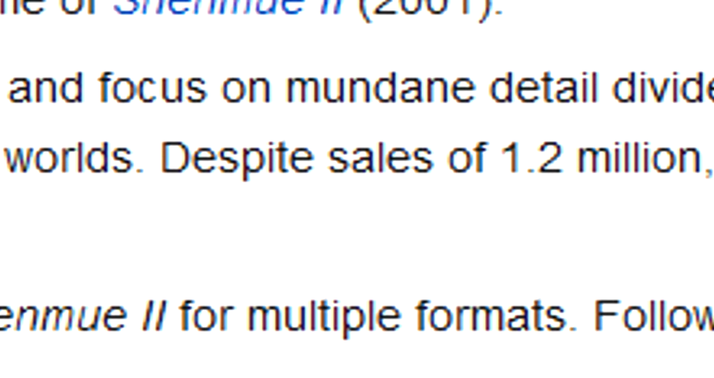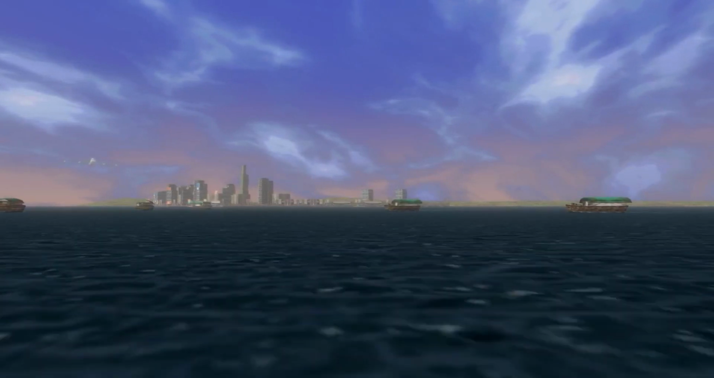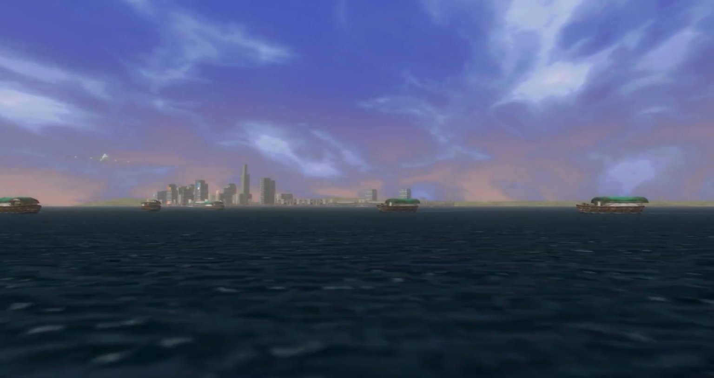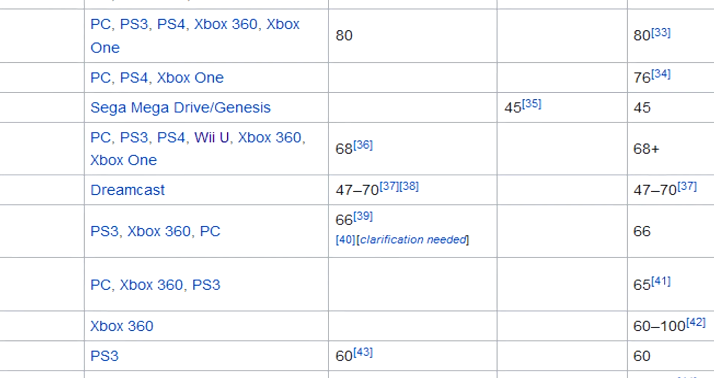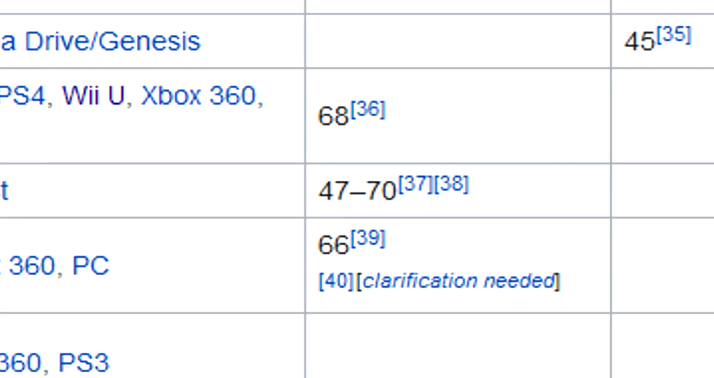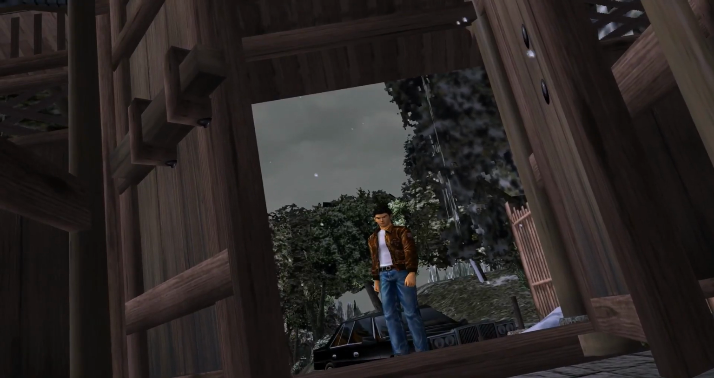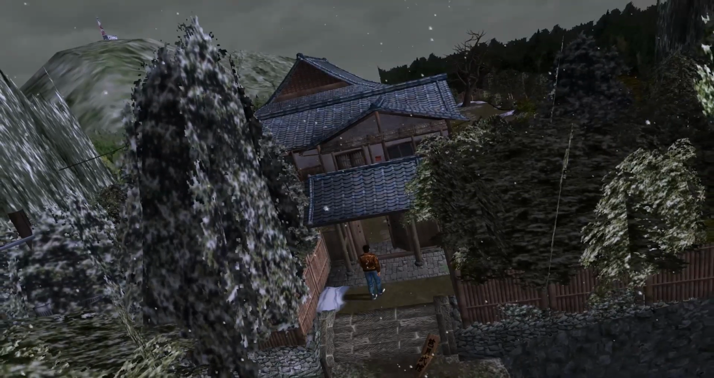So Shenmue didn't sell very well, which is one problem, but it's a problem that is compounded exponentially by just how much it cost to bring Shenmue to life. In 1999, Sega pumped close to $70 million into this thing, which looks more like $100 million after inflation all these years later, and that made it the most expensive game ever made at the turn of the millennium.